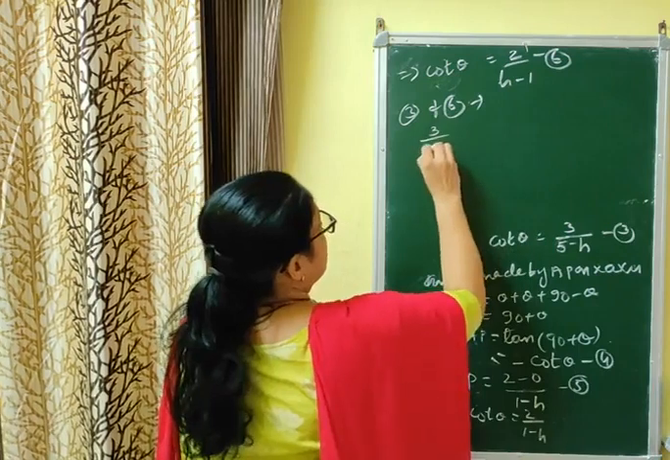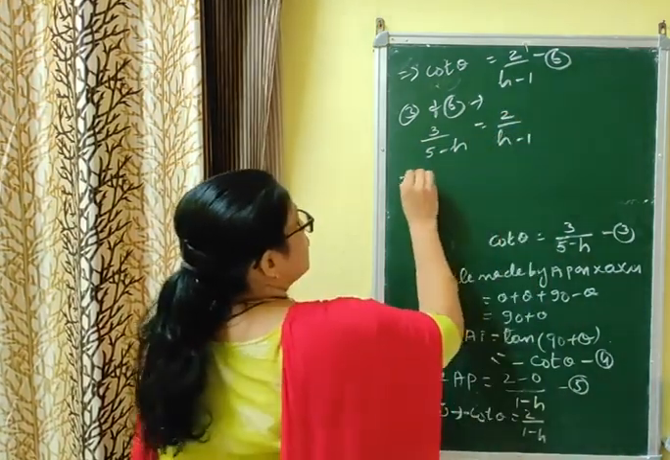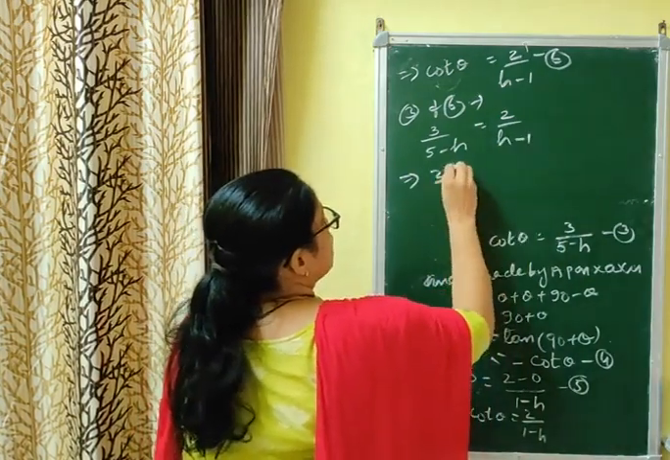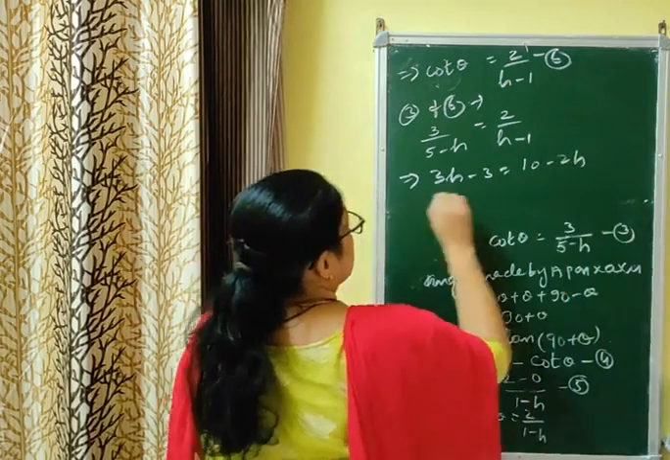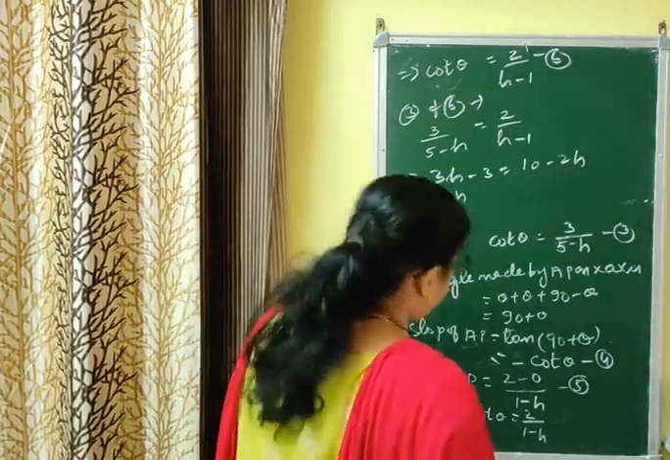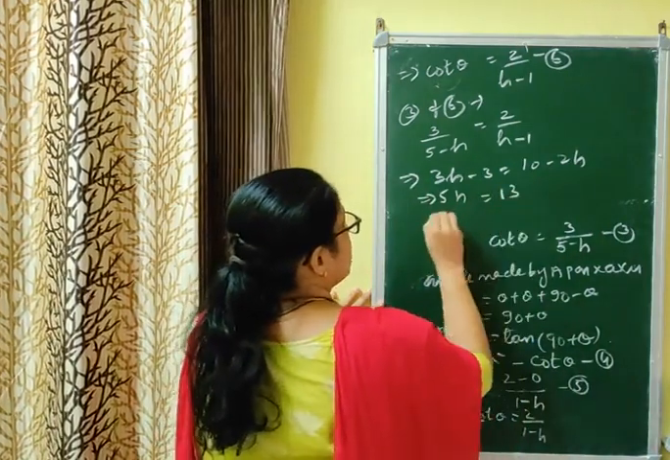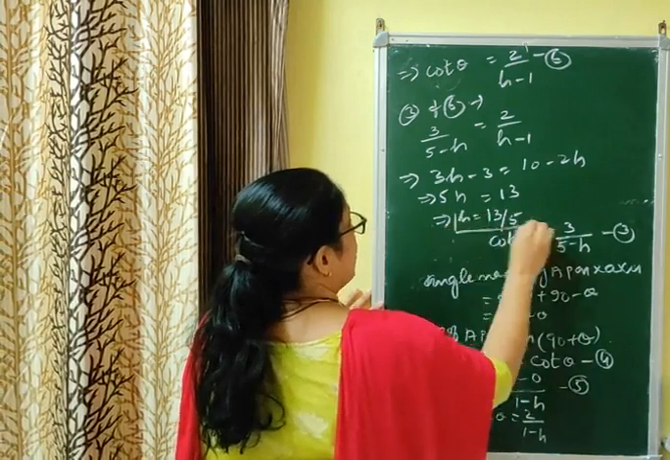3 by 5 minus h is equal to 2 by h minus 1. By cross multiplication you get 3h minus 3 is equal to 10 minus 2h. That is 5h is equal to, let me check the values, 5h is equal to 13, which implies h is equal to 13 by 5. This is the value of h.